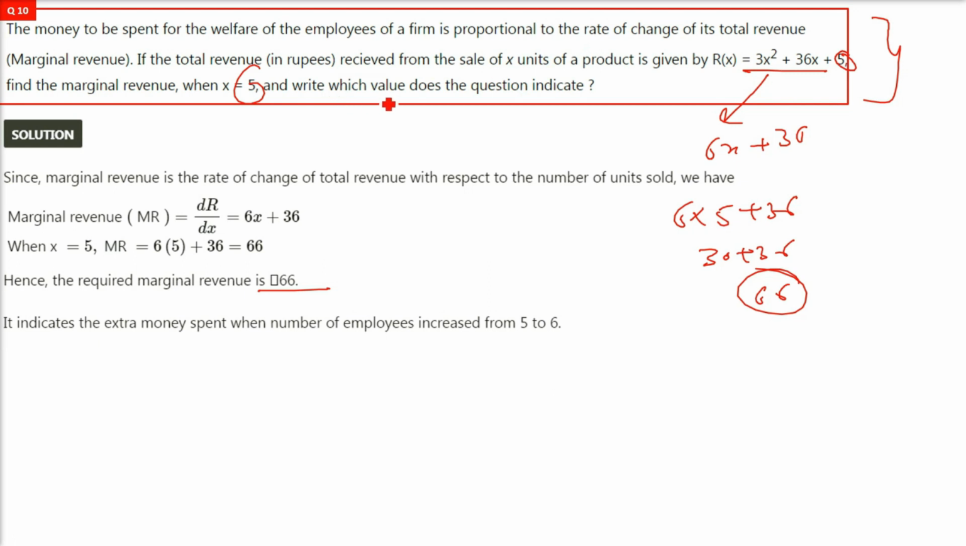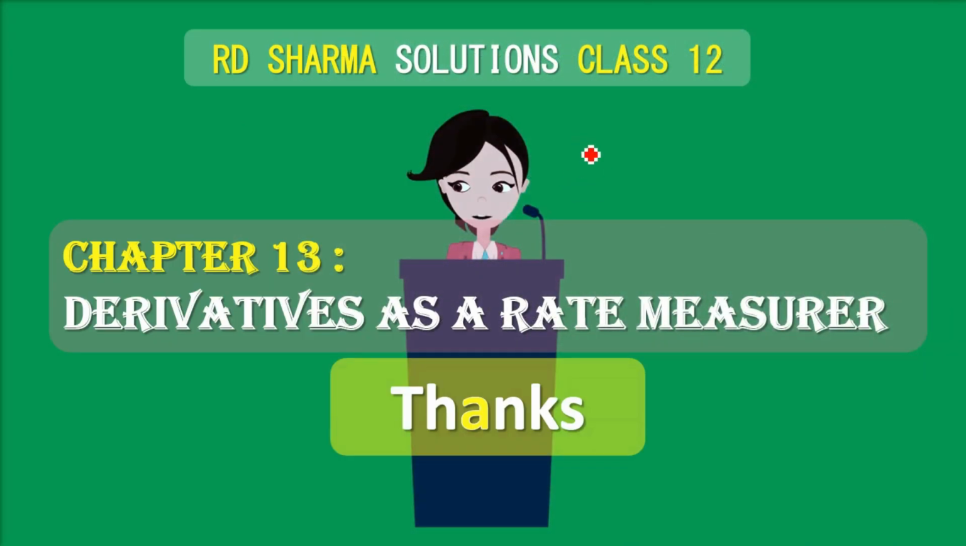There's one more thing here. Write which value the question indicates. So this is indicating the extra money spent when the number of employees increases from 5 to 6. When x equals 5, you got this. When you actually put in the differentiation, then you are actually computing the rate. So this is all about this discussion.